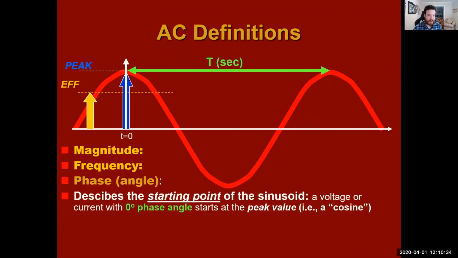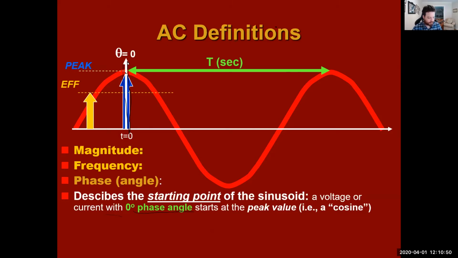So, continuing on, we have basically our phase. All right. Being in and out of phase. We have our 0 point right here. This is T0. All right, it's the starting point. A voltage or a current with a 0-degree phase angle starts at the peak value.